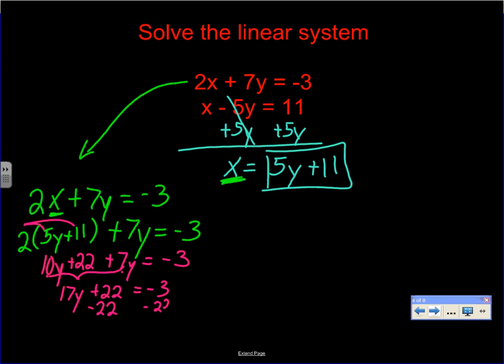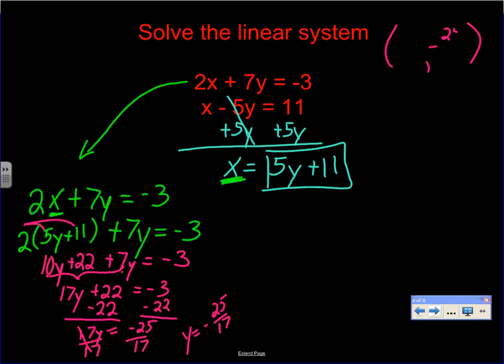Subtract 22, subtract 22. 17y is equal to negative 25. And divide by 17. So y is equal to negative 25 over 17. Negative 25 over 17. That's what y is equal to. Okay?